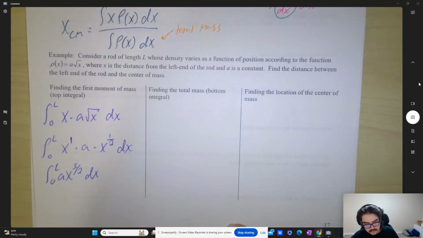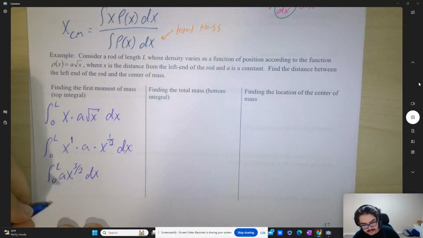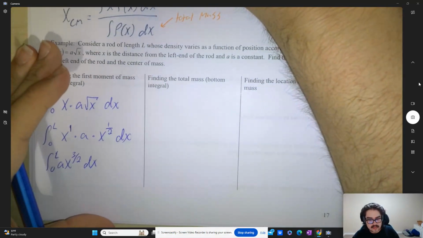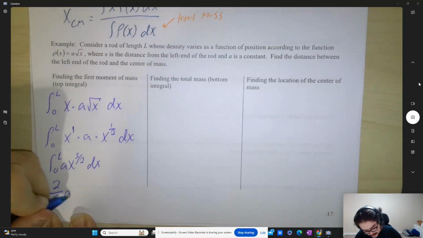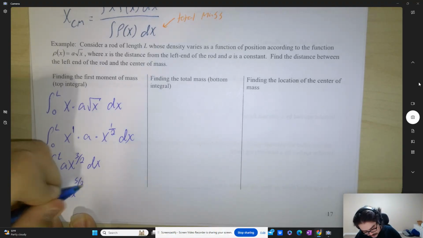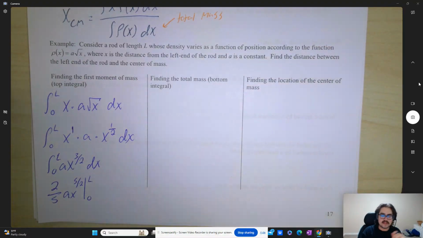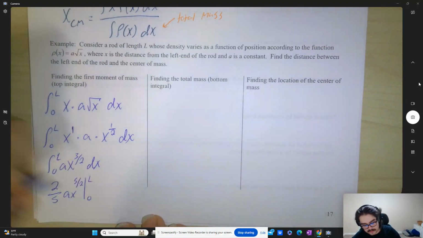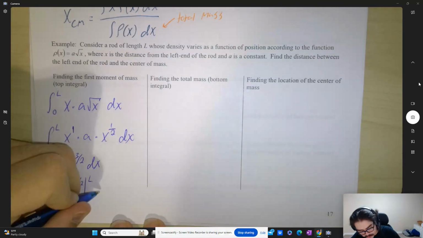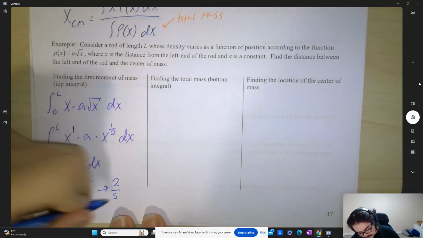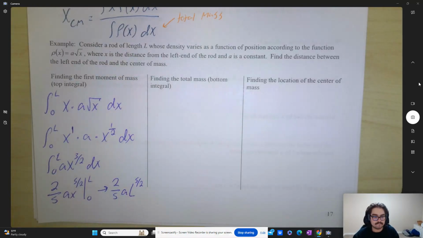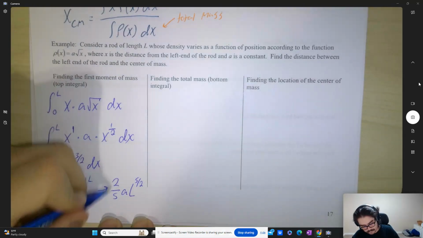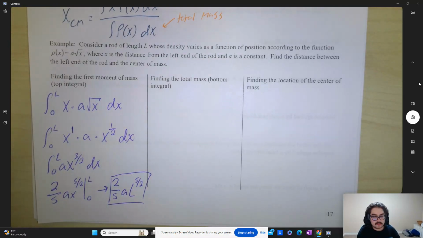When you integrate this, you should end up getting 2/5 A x to the 5/2, from 0 to L. This is not the final part because we have to apply our bounds now. When you apply the 0, the whole thing becomes 0, so you just have the L part, which is 2/5 A L to the 5/2. That's the top integral.